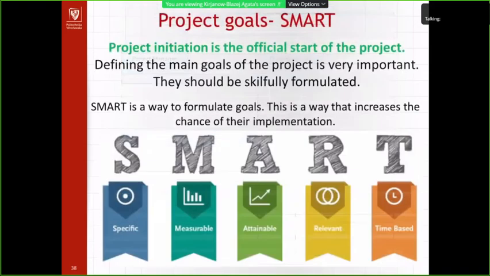And project initiation is the official start of the project. Defining the main goals of the project is very important. They should be skillfully formulated. And how to set a project goal. The SMART method can be helpful in this task. SMART is a way to formulate goals. This is a way that increases the chance of their implementation.